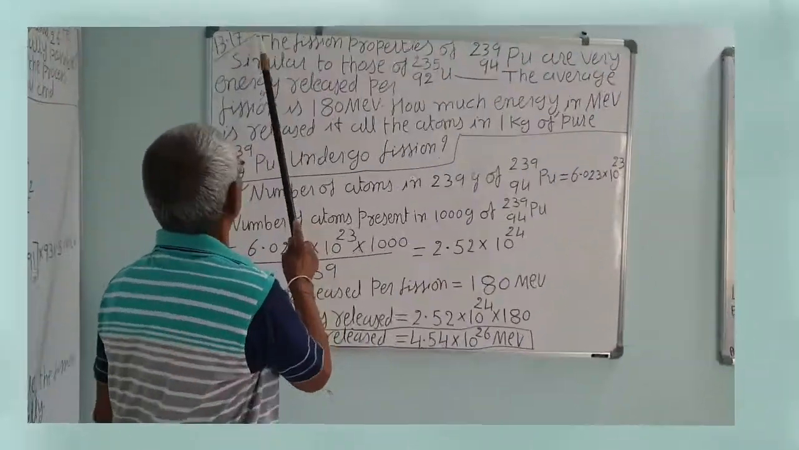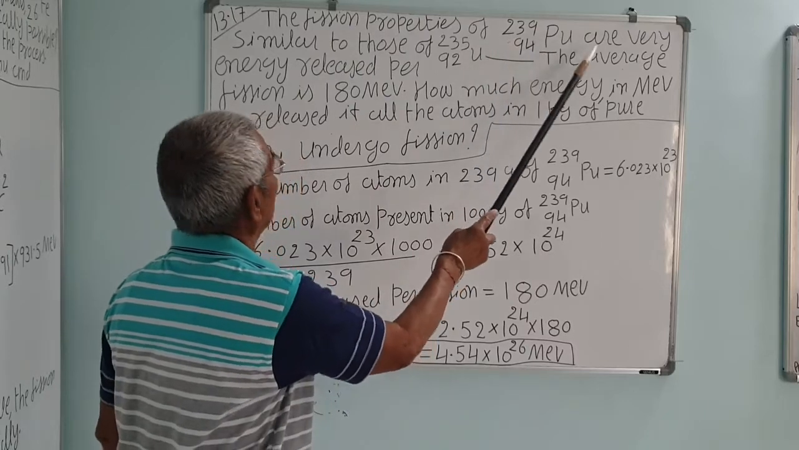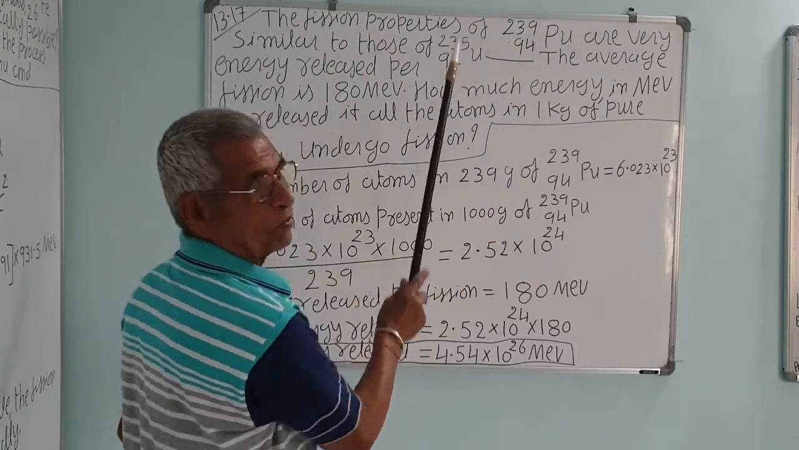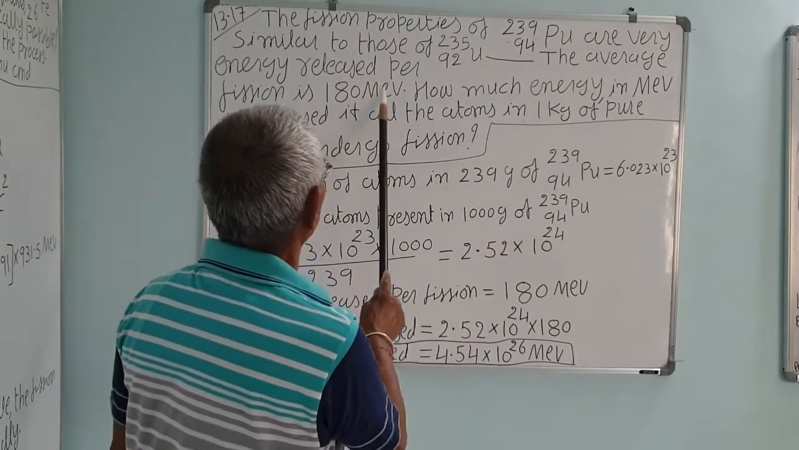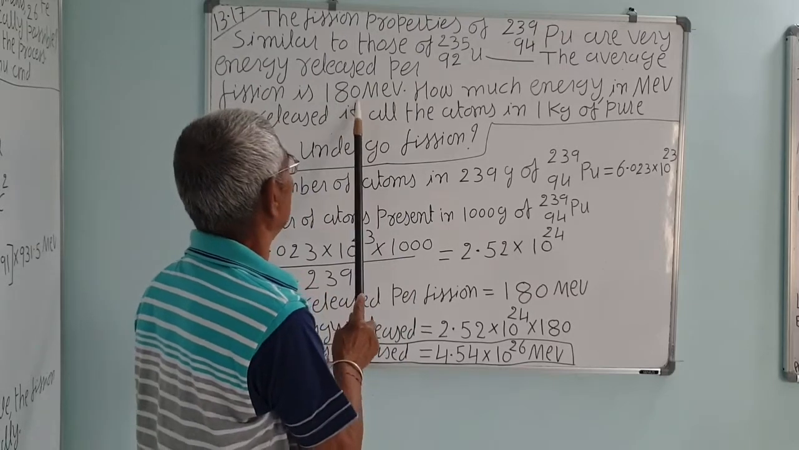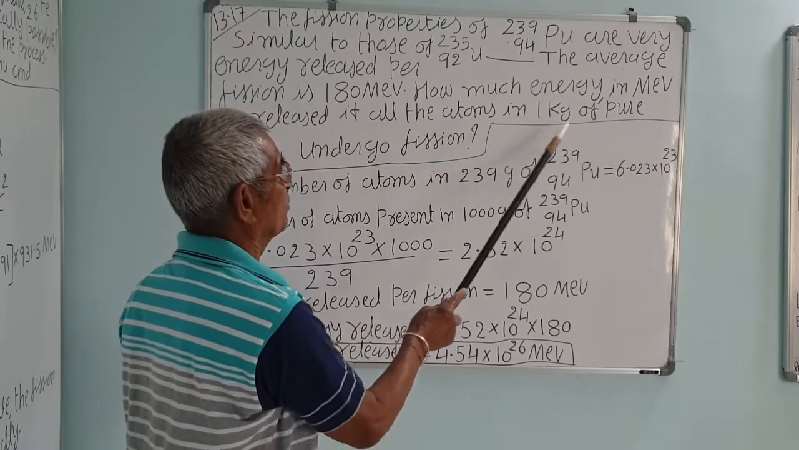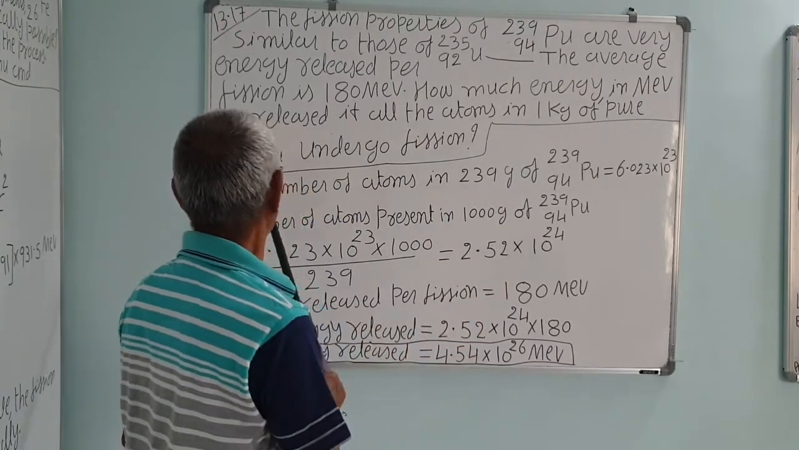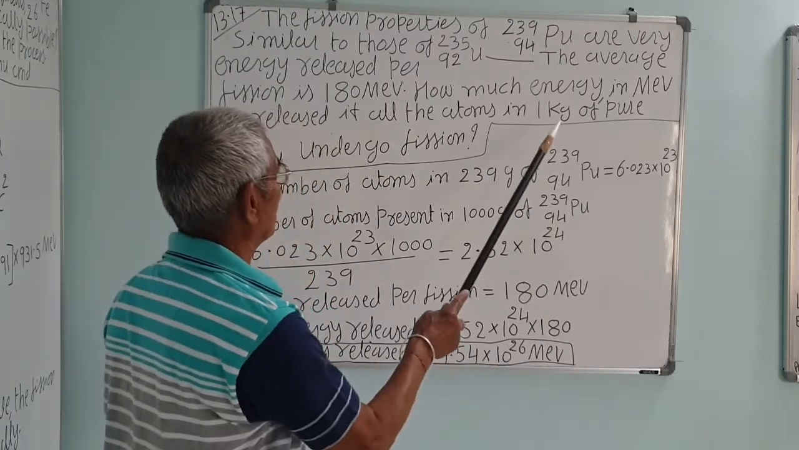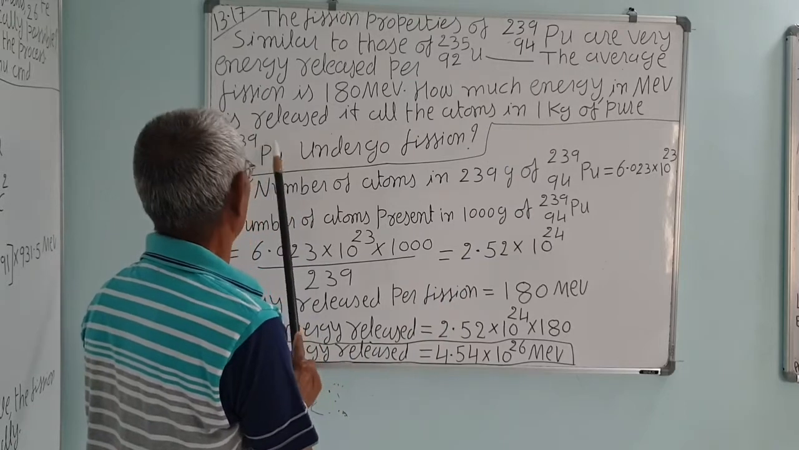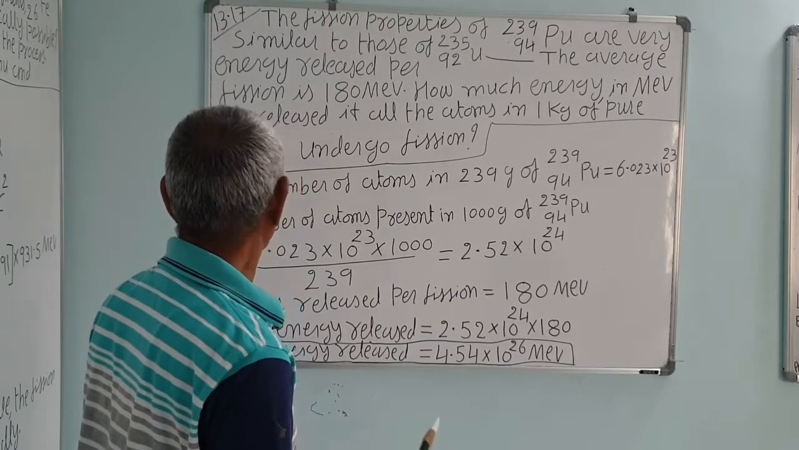Next, example 13.17. The fission properties of plutonium-94-239 are very similar to those of uranium-92-235. The average energy released per fission is 180 million electron volt. How much energy in MeV is released if all the atoms in 1 kg of pure plutonium 94-239 undergo fission? So we will have to calculate the number of atoms in 1 kg, and one atom produces 180 million electron volt. So calculate the number of atoms first.